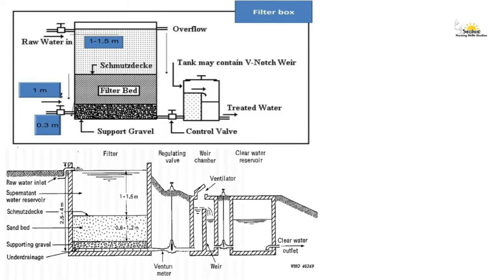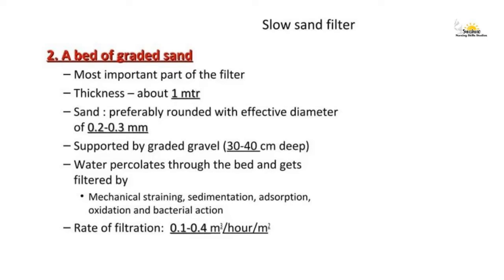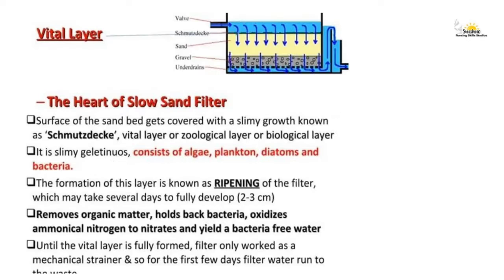And now let us understand supernatant water, which lies above the sand bed with a depth of 1 to 1.5 meters, and the waiting period is between 3 to 12 hours for the raw water. Secondly, the sand bed, which is an important part of the filter, has a thickness of 1 meter. The sand should be rounded with a diameter of 0.2 to 0.3 mm with graded gravel of 30 to 40 cm in depth.